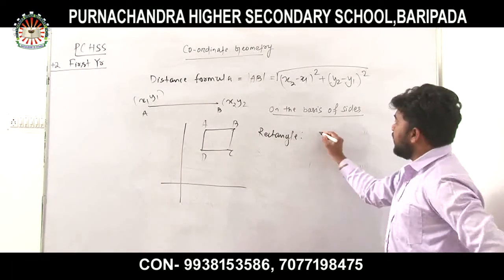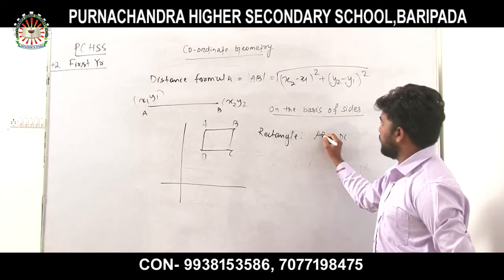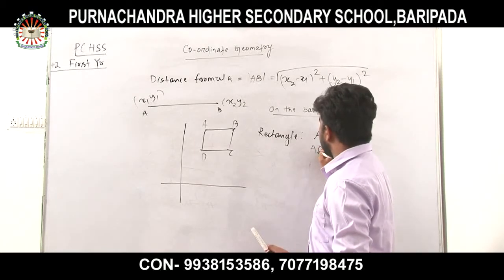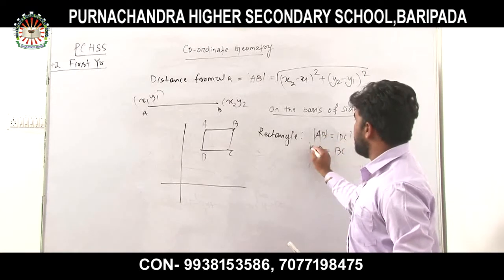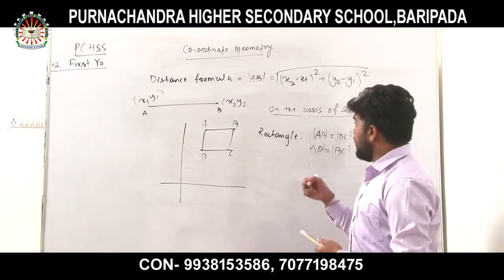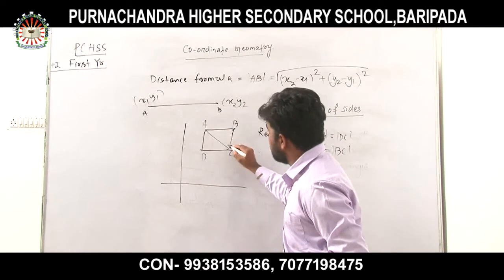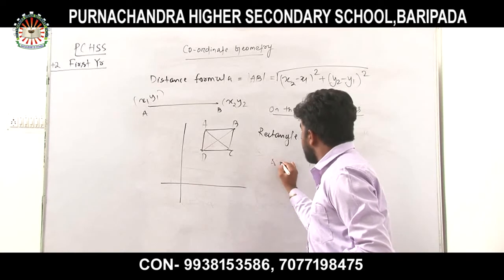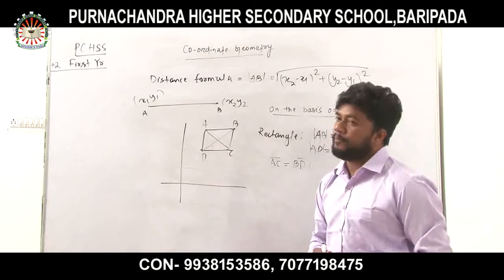If ABCD is a rectangle, then AB equals DC and AD equals BC, length for length. Okay. By using the distance formula, you can calculate. And for a rectangle, it is also important that the diagonals are equal, that is, AC equals BD, diagonals also the same.